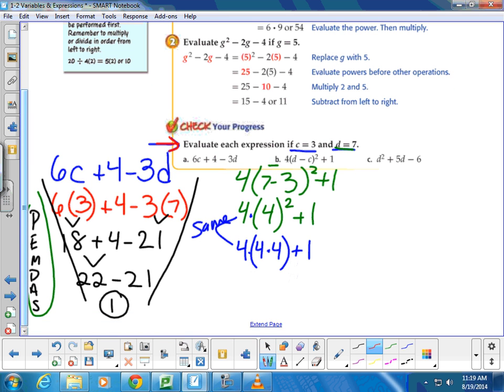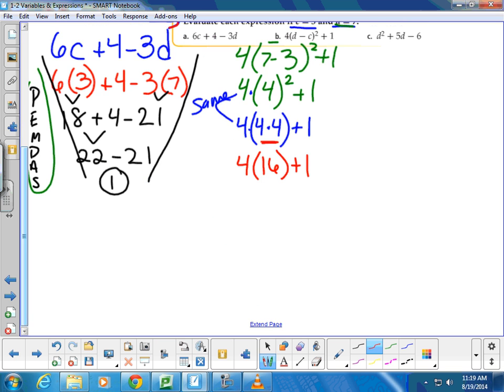Continuing on, I'm going to do now what's in that parentheses still. 4 times 16 plus 1. So I know 4 times 10 is 40. I know 4 times 6 is 24. So I know this is going to have a value of 64 plus 1 for a value of 65. Again, worked it out. Nice.